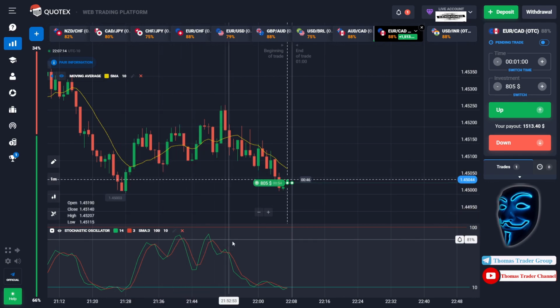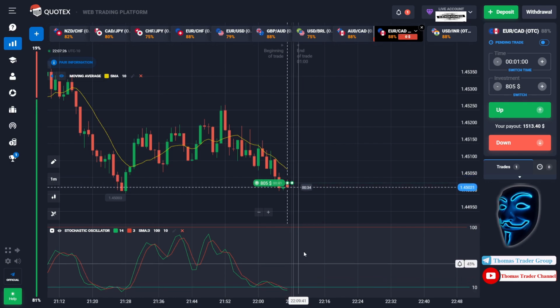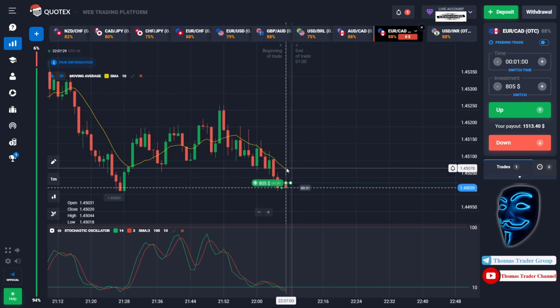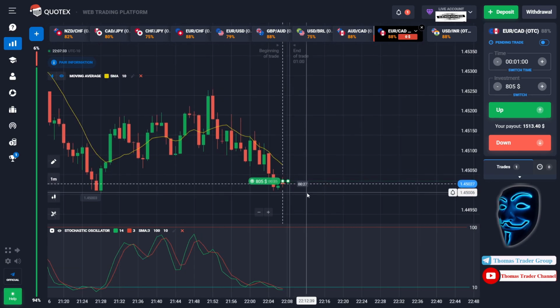And also over here, as you can see, the market has already touched the oversold area. When the market touched the oversold area, it will make a rebound and it will make a correction to the moving average line before it continues the bearish trend. Let's prove it and let's wait till the end of our trade.